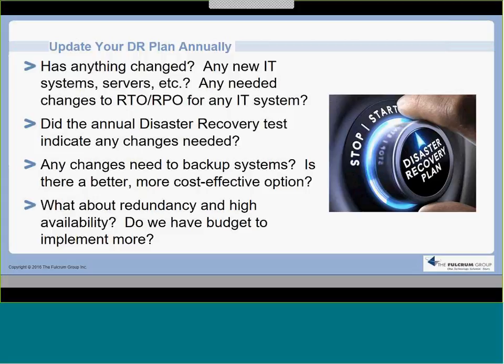Are there any changes that need to be made to your backup systems? Are there more effective solutions out there? Some costs of the cloud backups can change. Are there options that can reduce your costs there? What about redundancy and high availability? With a phased approach to implementation there, is there budget in the next fiscal year to do implementation of high availability and redundancy?